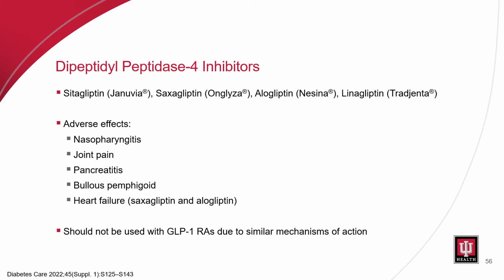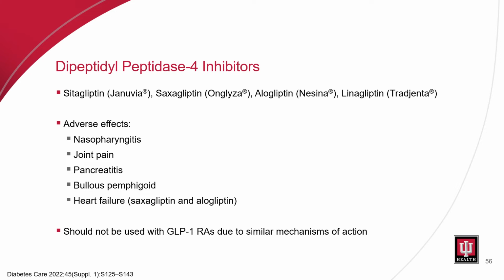DPP4 is an enzyme that breaks down glucagon-like peptide 1 and glucose-dependent insulinotropic peptide, and by inhibiting this enzyme, we can enhance these gut hormones and insulin secretion in response to food. This stimulates insulin response from beta cells in a glucose-dependent manner, which is how they prevent hypoglycemia.